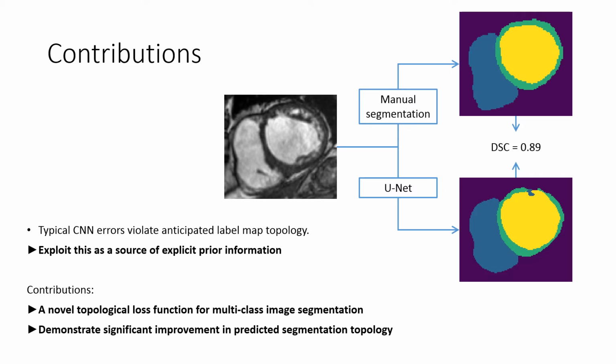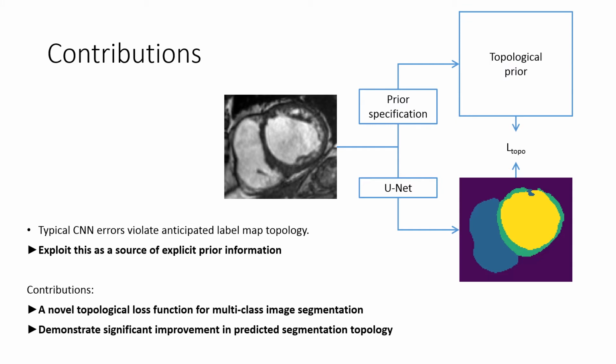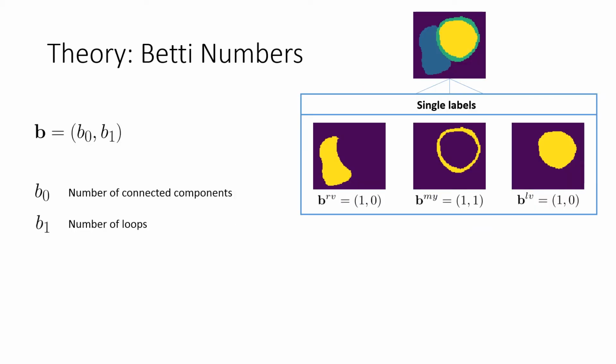We exploit this observation as our source of prior information. In contrast to previous work, rather than relying on a learned representation of anatomically plausible segmentations, we are able to leverage an explicit topological prior. To do this, we adapt existing tools from the field of topological data analysis, presenting a novel topological loss function for multi-class segmentation. We will show that this loss makes a significant improvement in predicted segmentation topology. I'll now talk through some of the theoretical aspects of our approach.